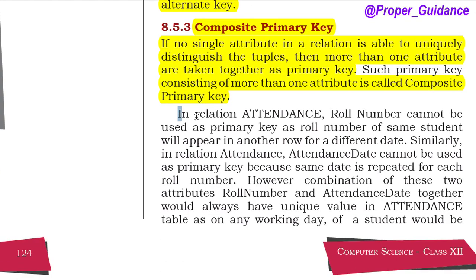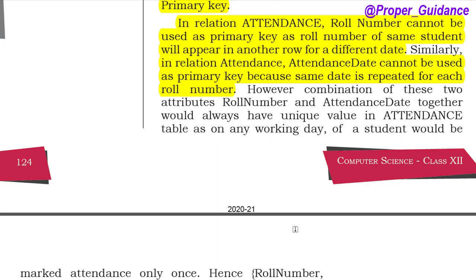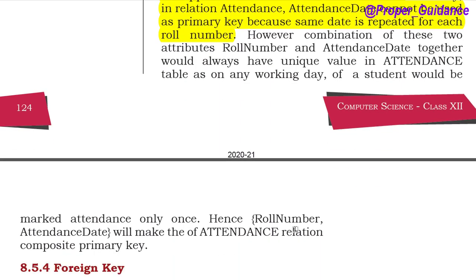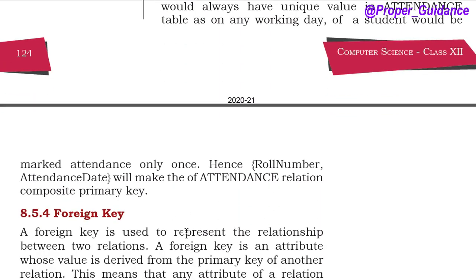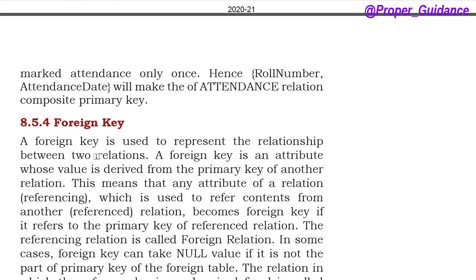In relation attendance, roll number cannot be used as primary key, as the roll number of the same student will appear in another row for a different date. Similarly, attendance date cannot be used as primary key because the same date is repeated for each roll number. However, the combination of these 2 attributes, roll number and attendance date, together would always have a unique value in the attendance table, as on any working day a student would be marked attendance only once. Hence, roll number and attendance date will make the attendance relation's composite primary key.